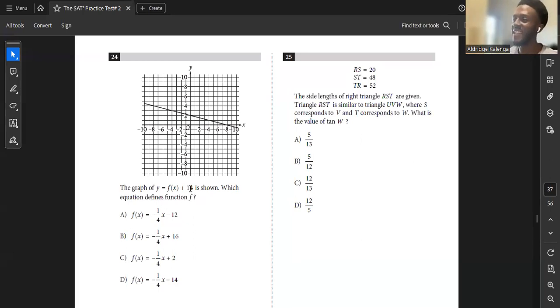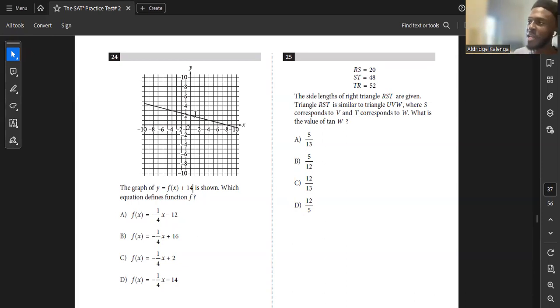So if you look at this question, if this is f of x, the equation above is f of x plus 14. Notice that the answer choices aren't f of x plus 14. The answer choices are just f of x. So let's try to add 14 on all of them. Let's add 14 on the first one.